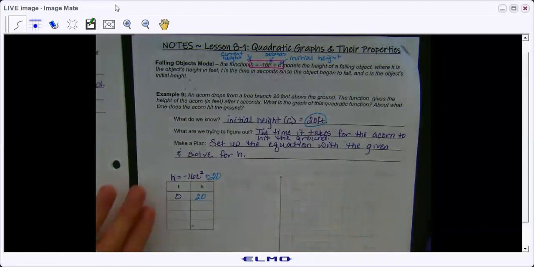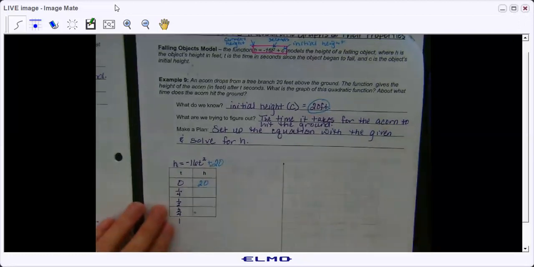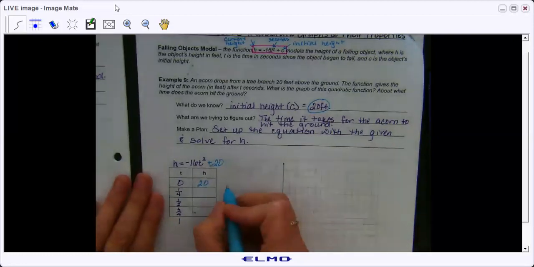Okay, the times that I'm going to use are 1/4 of a second, 1/2 of a second, and then we could do 3/4 of a second, and then we could do 1 second. I'm going to go beyond my graph a little bit. So we're going to have to do some math here. Okay, so what we're going to do, I'll do the math.